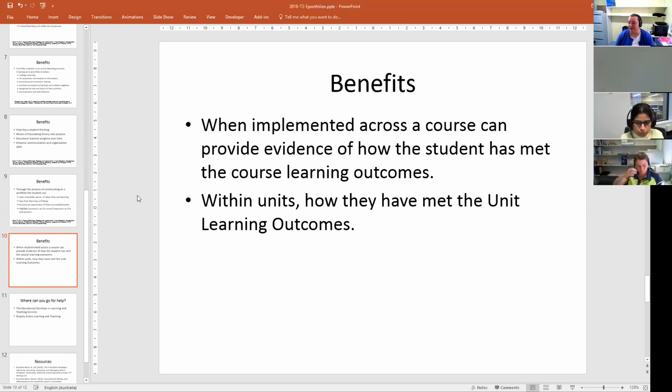But if we use it within units, we can get them thinking about how they personally have met their learning outcomes, and what pieces or artefacts have led them to that decision to say, yes, I have developed that skill of writing a cohesive report. So they can come back and look at that and see their own development of the learning outcomes and how they meet those.